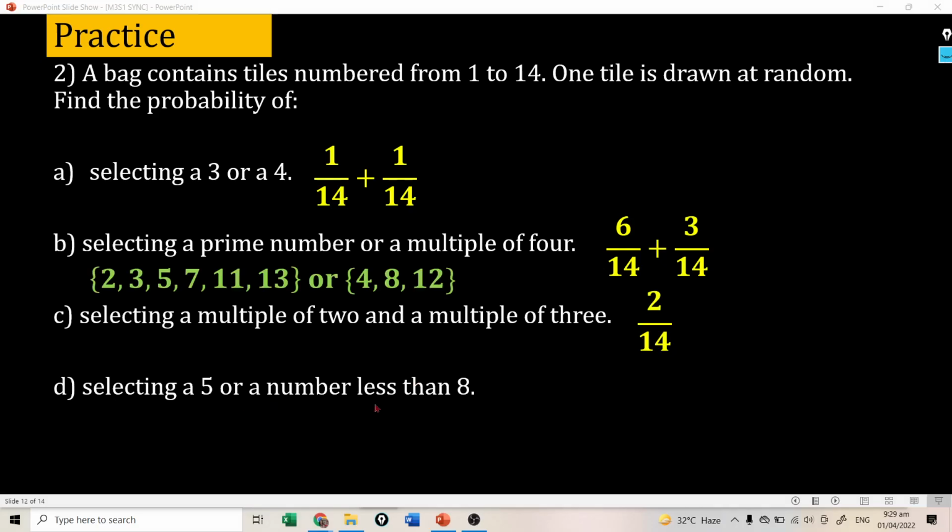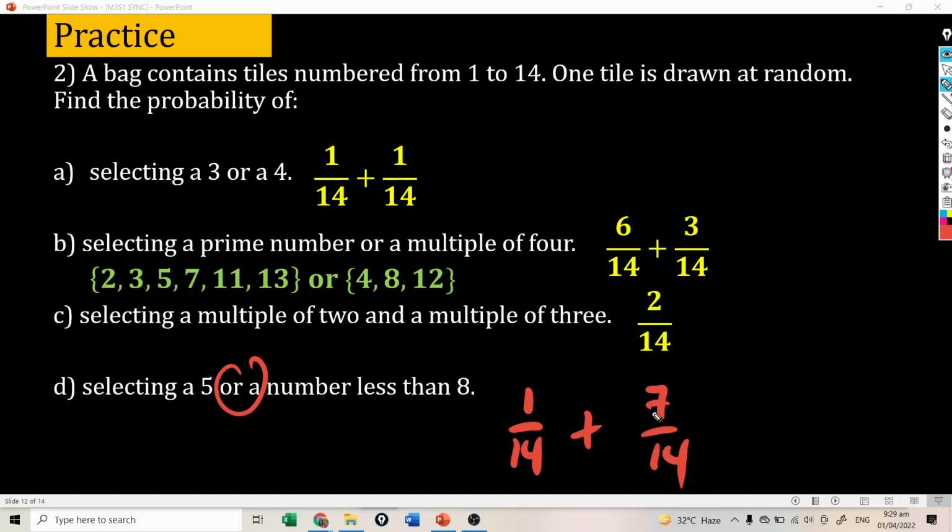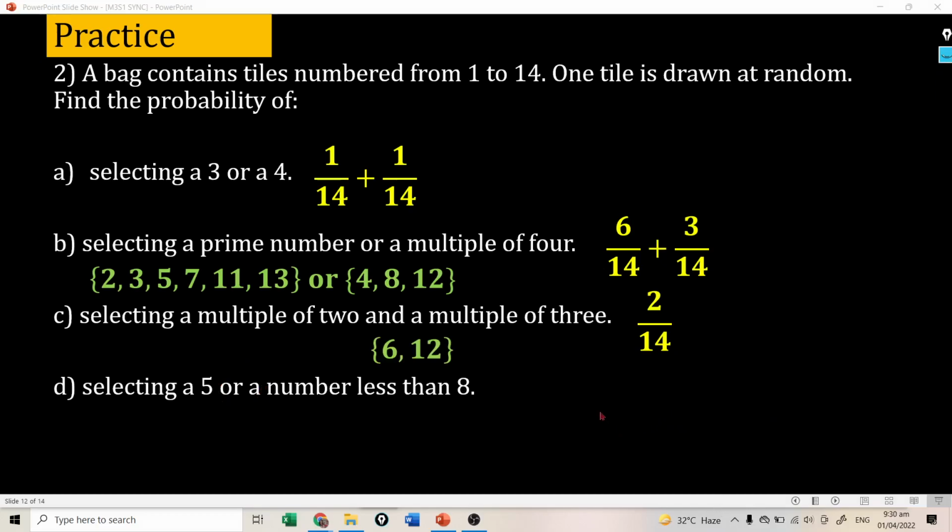And then selecting 5 or a number less than 8. There's a probability to select a 5, that's 1 out of 14. Plus a number less than 8, so 1 to 7, that's 7 of 14. Problem, 5 is also in the 7 of 14. So we need to subtract another 1 of 14, so that we don't double count. There you go. So, it's not just 7 out of 14. No problem.